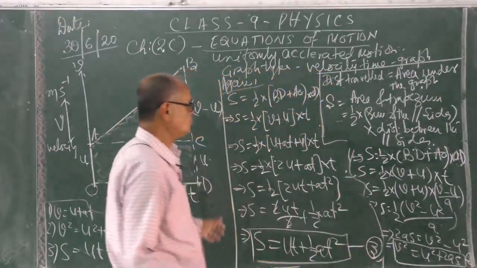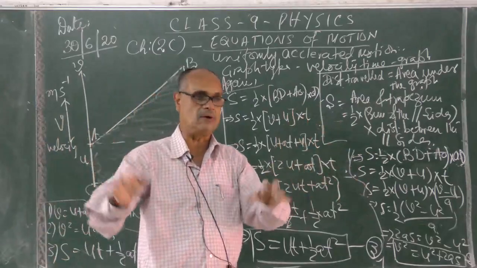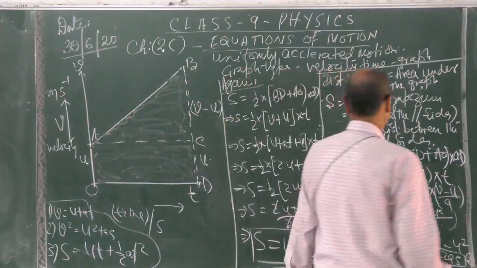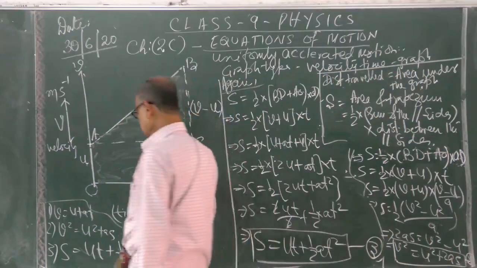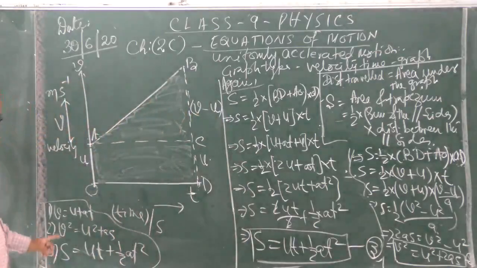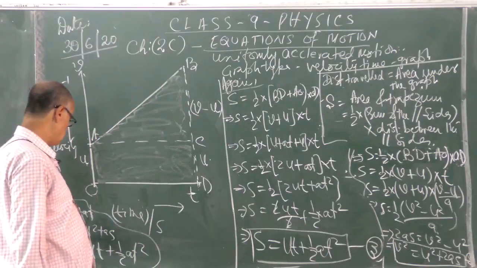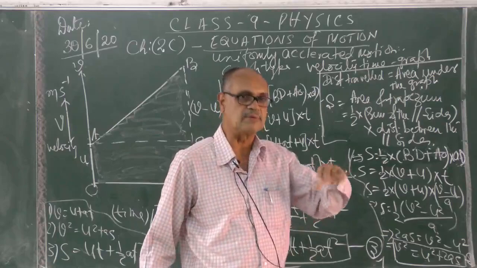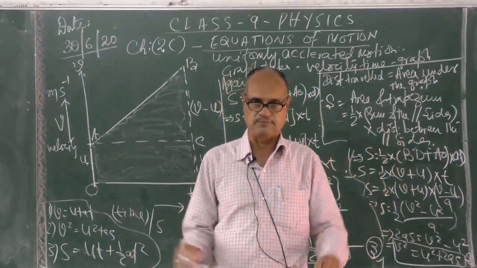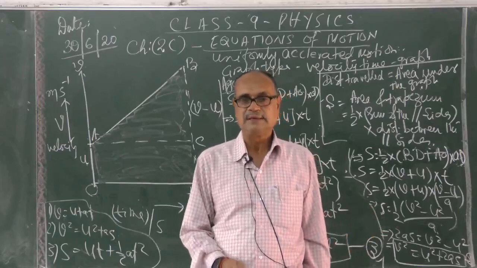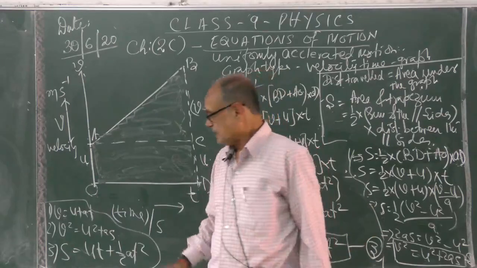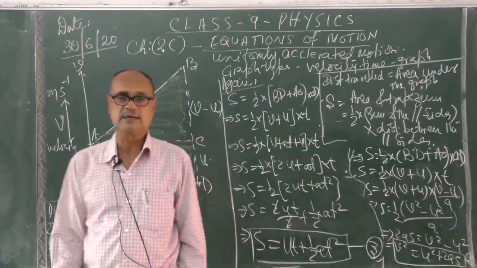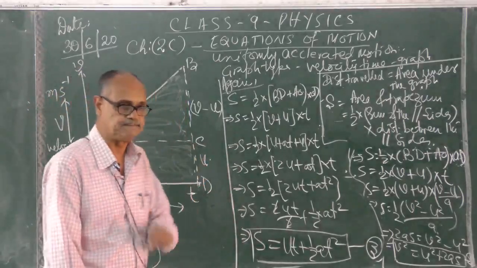These three will describe everything about the motion that is related to a body's movement. Now some special cases are there. Final velocity is equal to initial velocity plus a into t. That means if a body starts from rest, its initial velocity is 0. Obviously, that time final velocity will be a into t only. U will be simply zero because it is starting from rest.